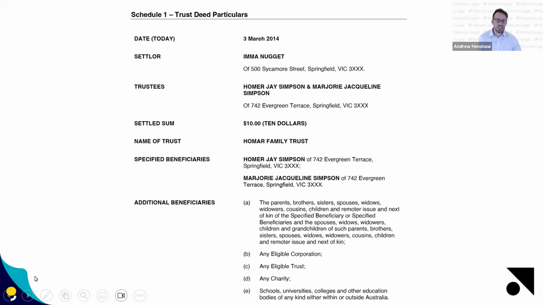So here's just an example of a trust deed schedule. You'll see these all the time. Usually the most personalized parts of a trust deed, not always, but most of the time, are in the schedule. They'll have the date, the settlors, the trustees, the name, who are the specified beneficiaries and who are the additional beneficiaries. So I guess that's the first place to look to see if someone's a beneficiary or not.